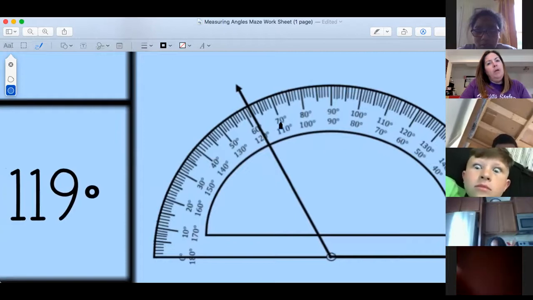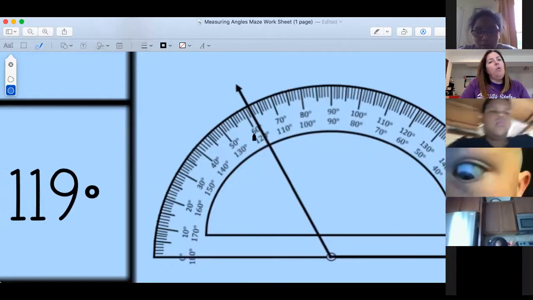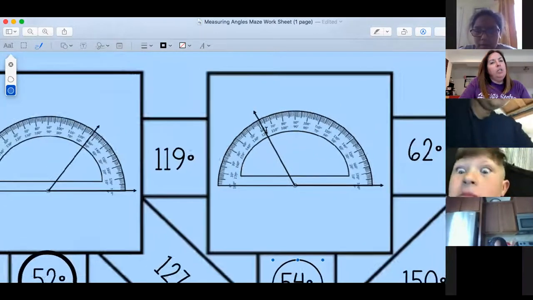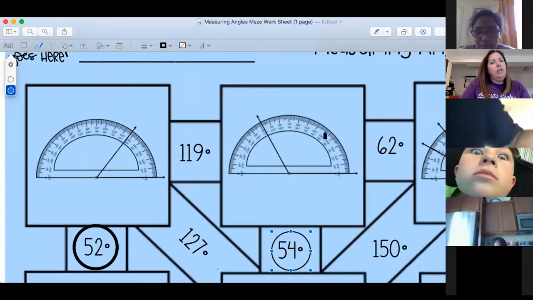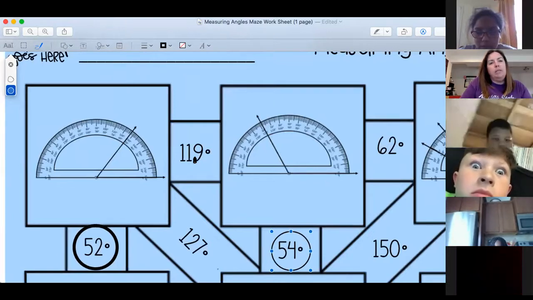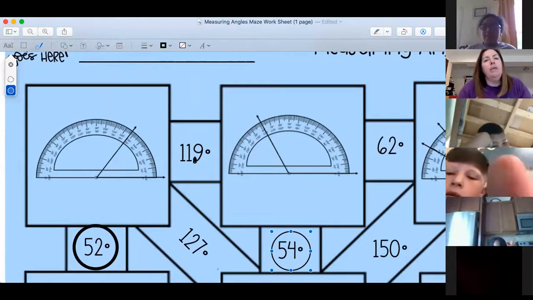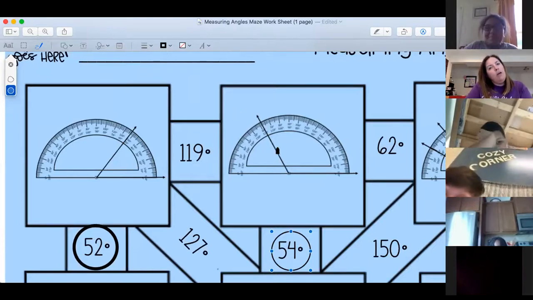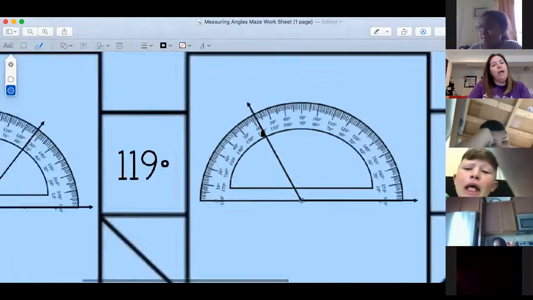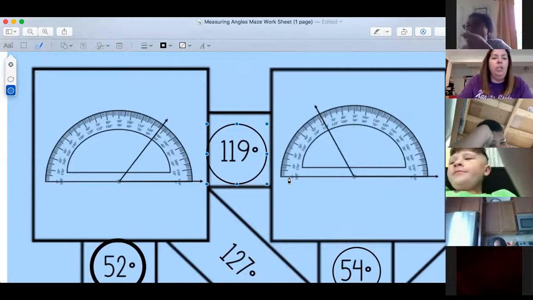Right? So we have 110 here. It's close, not quite to 120, right? Let's look at our options. Which of those measurements that you can see on the screen, 62 degrees or 119 degrees, makes the most sense? I think 119. You're right. That does make the most sense because the arm of our angle wasn't quite to the 120 degree mark. It was almost there, but not quite. So to find our way out of this maze, the best option is 119 degrees.